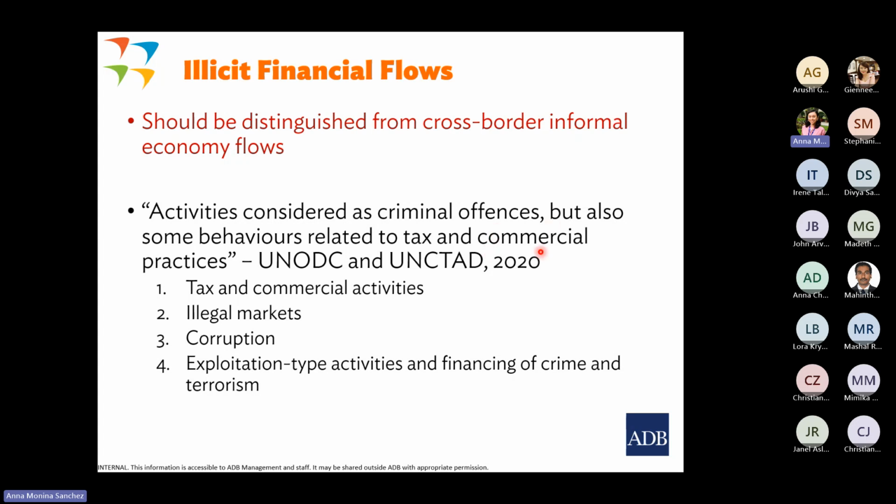So this framework, although outside of the scope of this guidance note, identifies four main types of activities that can generate IFFs. Number one would be tax and commercial activities. Number two, illegal markets, or underground markets, black markets. Three, corruption. And four, exploitation type activities and financing of crime and terrorism.